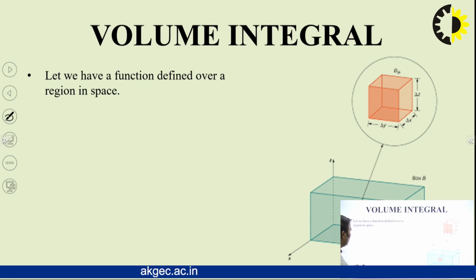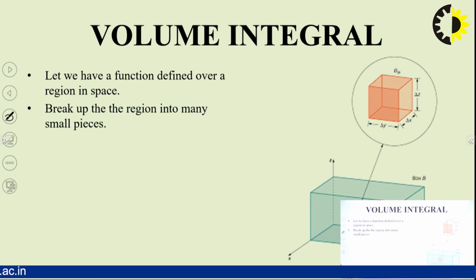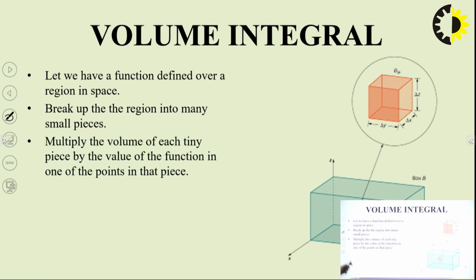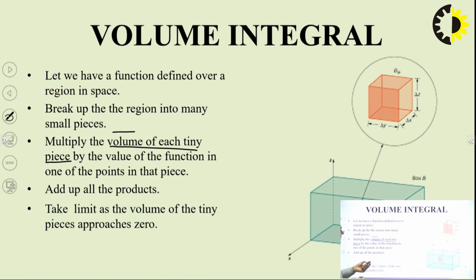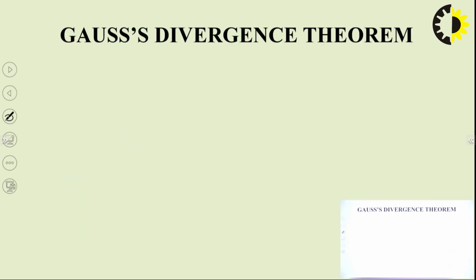In case of a volume in a 3-dimensional shape, we will have a function defined over a region in space. Break up the region into many small pieces, as we did in the case of surface. Because student, it's a solid body, so it must have length, breadth, and obviously a height. We take the volume of each piece, multiply by the function, and add all the products. The quantity obtained is called the volume integral.